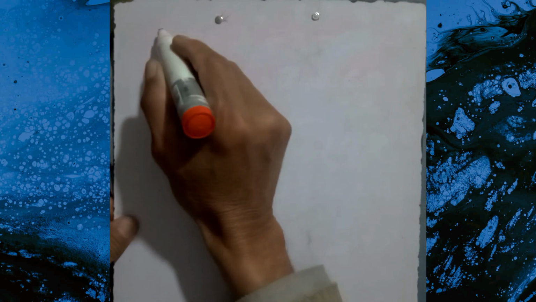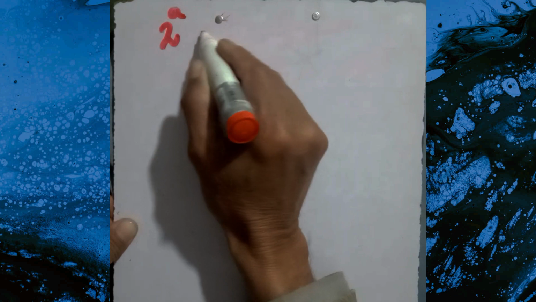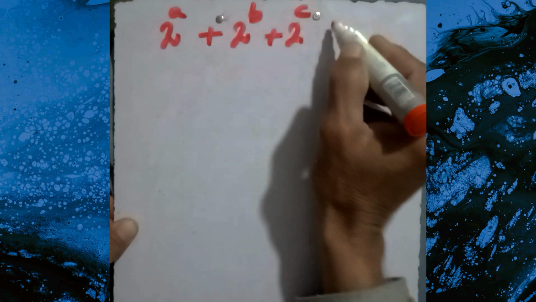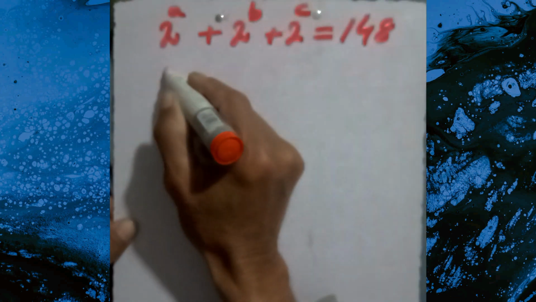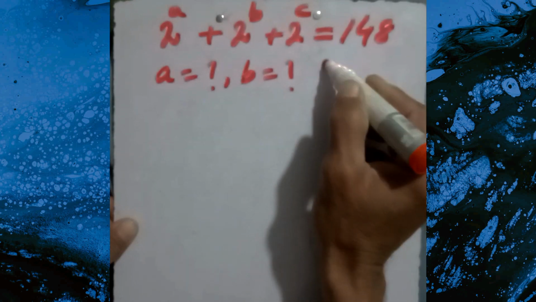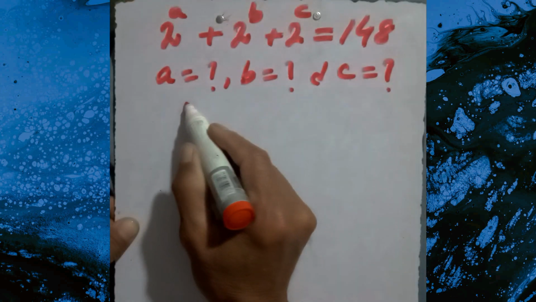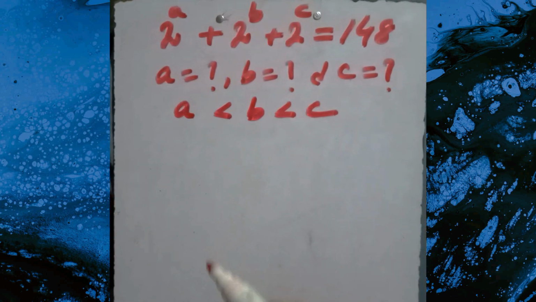The trick is this: what are the values of a and b if 2 exponent a plus 2 exponent b plus 2 exponent c is equal to 148? a, b and c are all unknown, with the condition that a is less than b is less than c. What is the value of a and b? How do we calculate these values?